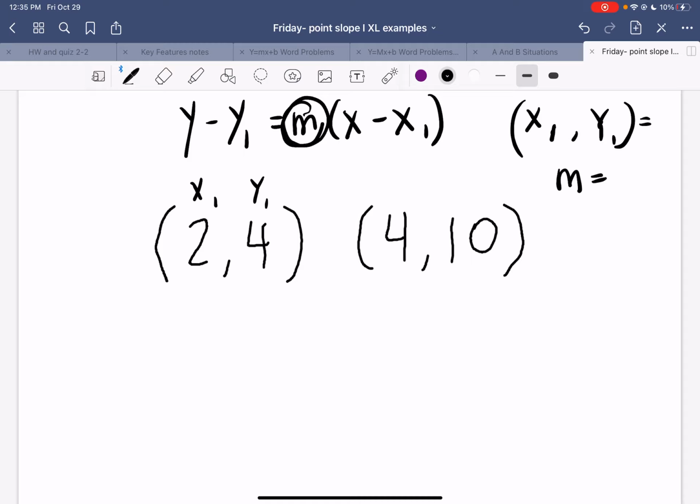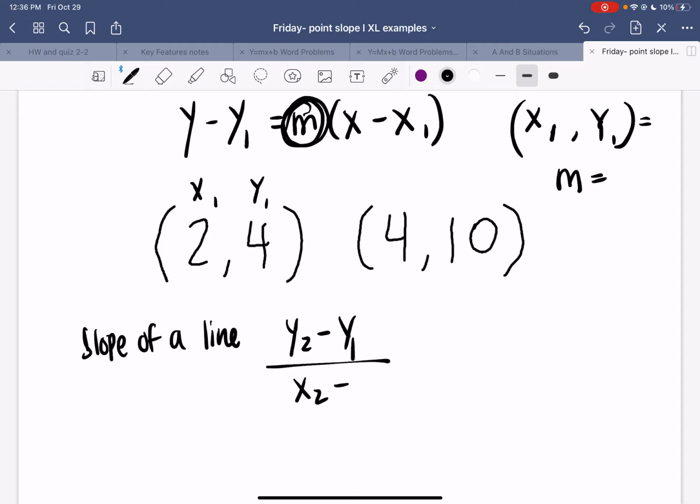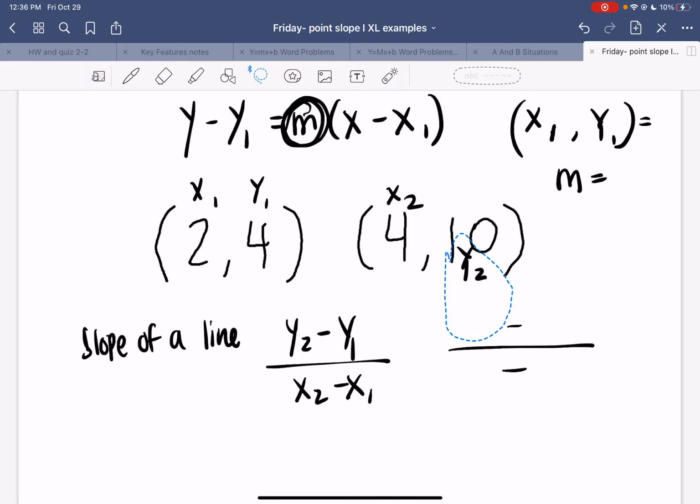We also are going to need a slope. So in order to find a slope, there are multiple ways we could go about doing this, but the easiest way is to use the slope of a line formula, which is y2 minus y1 over x2 minus x1. So since we've already assigned this one as x1 and y1, let's go ahead and assign this as x2 and y2, and then substitute our numbers in. So y2, we have y2 right here is, I forgot 10.